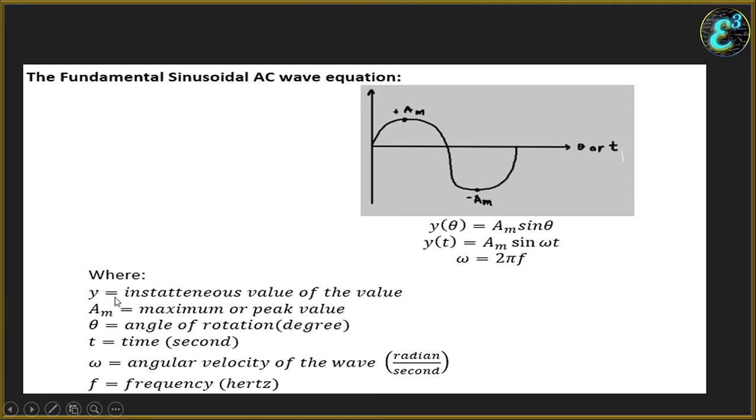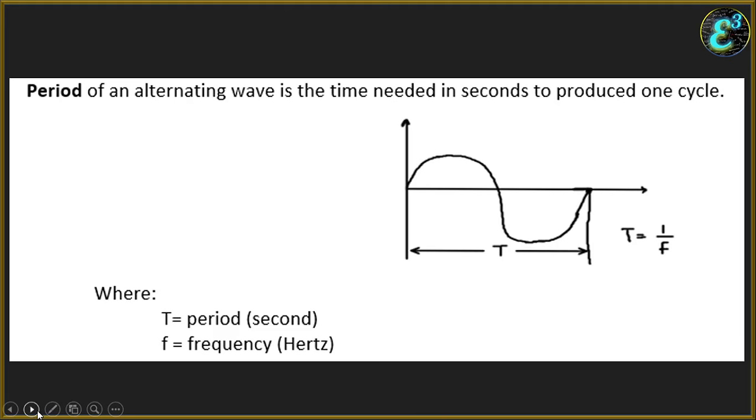So y is the instantaneous value of our AC wave. Em is the maximum or peak value. So dalawa po yan. So we have the positive peak value and the negative peak value. Then theta is the angle of rotation, which is in degrees. t is the time, in seconds. Omega is the angular velocity of the wave, which is in radians per second. And our f is the frequency, which is in hertz.